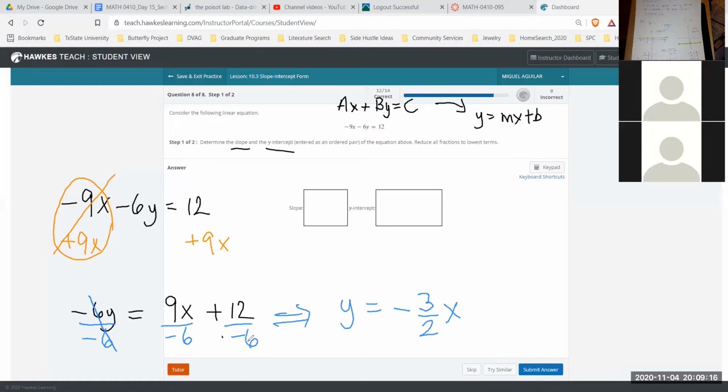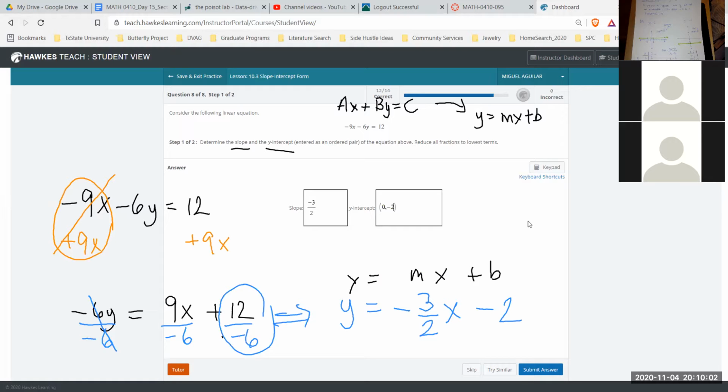And then 12 divided by -6, this part, 12 divided by 6 is 2. And since we have a positive and a negative, that's going to be a -2. So now that this is in slope-intercept form, y equals mx plus b, and I'm playing it really loose with this plus or minus, right? Then that means I know that the slope here must be -3/2, and the y-intercept is going to be 0, -2.